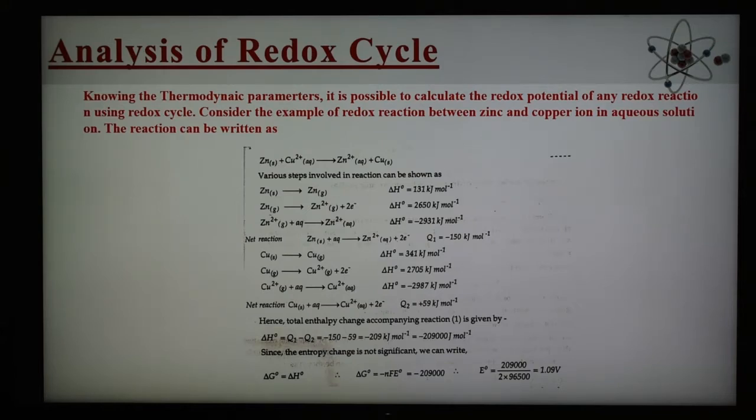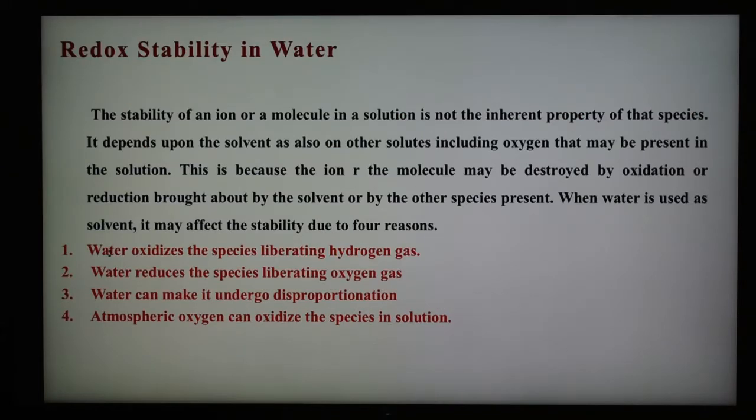So in this way, this is the method of calculating the redox potential of a redox reaction by using a redox cycle. This is one example, of copper and zinc. The next part is redox stability in water. This is very important, and a question can be asked here: what is meant by redox stability? The stability of an ion or molecule in solution is not an inherent property, but depends upon the solvent as well as other solutes, including oxygen, that may be present in the solution.